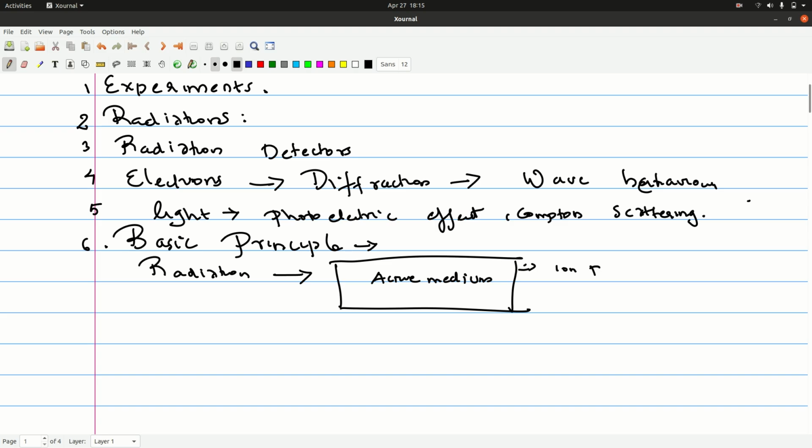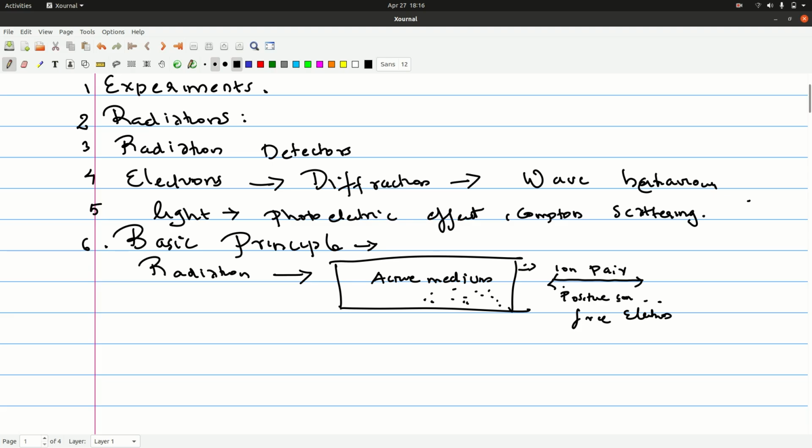So this will create ion pairs. When a radiation interacts with the atoms or molecules inside the active medium, it creates an ion pair, that is a positive ion and a free electron. We know that electrons are negative and ions are positive.